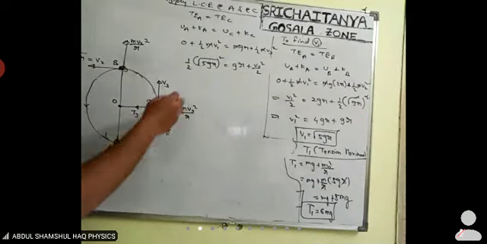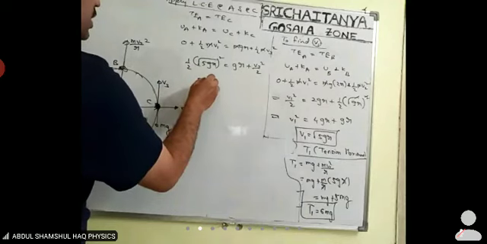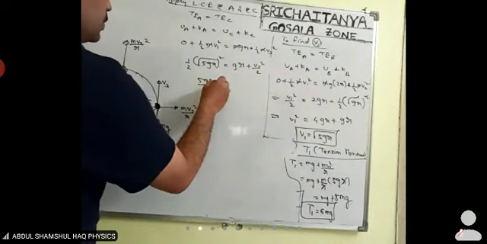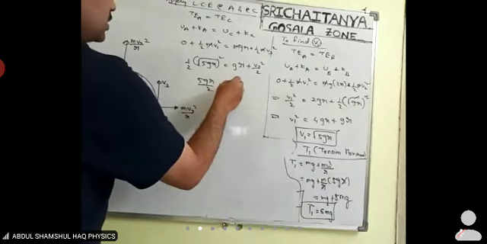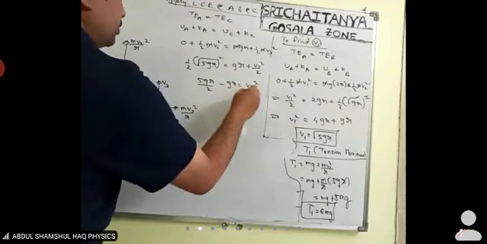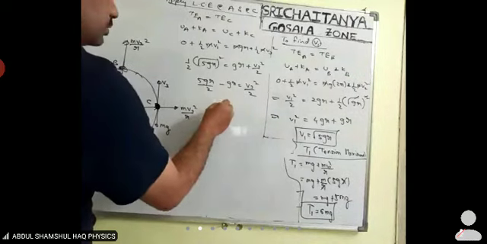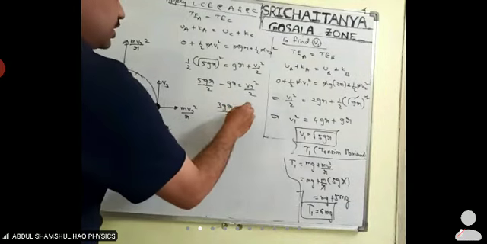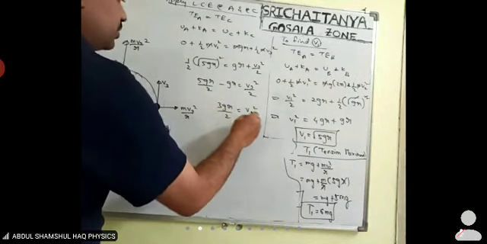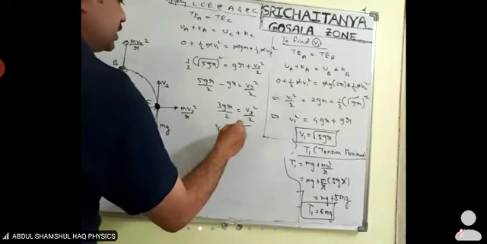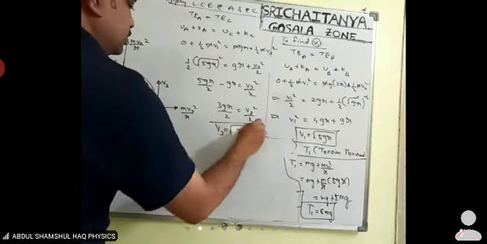So that implies 5 gr by 2 minus gr is equal to v3 square by 2. 3gr by 2 equals v3 square by 2. Therefore, the velocity at the horizontal point will be root 3gr.